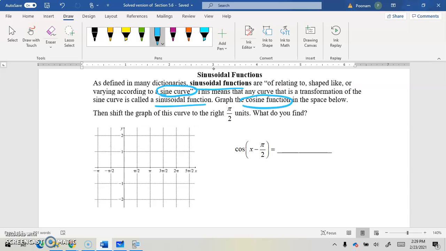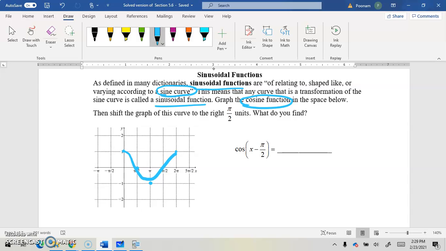Let's graph the cos function one more time. I know we already did. At 0, this was 1. At pi by 2, it was 0. At pi, it was negative 1. At 3 pi by 2, 0. And at 2 pi, 1. So this is your cos function.